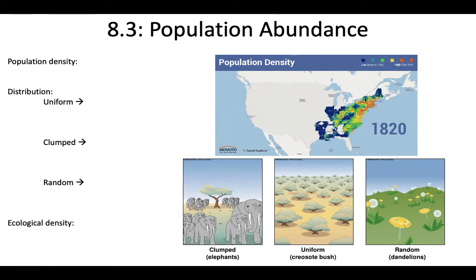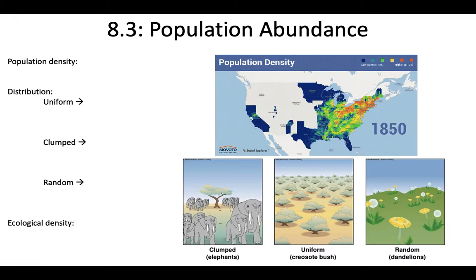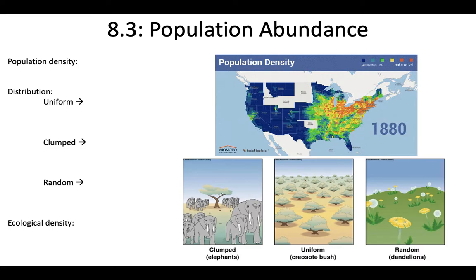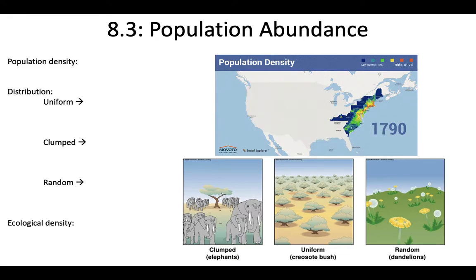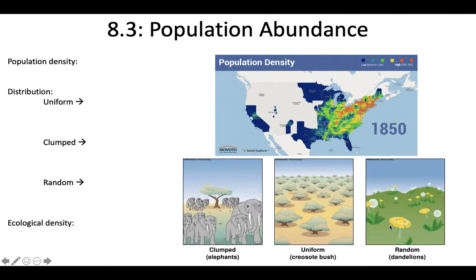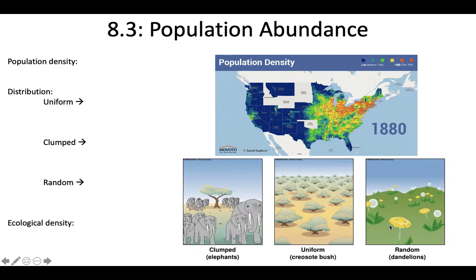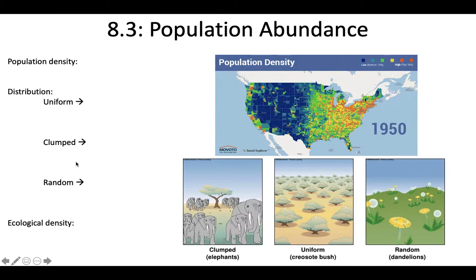Wolves are another example of a species that might have a more uniform distribution because of territoriality or intraspecific competition within a single species. And then there's random: dandelions. Anything whose seeds are dispersed by wind tends to have a random distribution. Dandelions are a great example of a plant whose seeds are distributed randomly by wind. So on the test, be able to list some reasons why populations might be distributed this way.